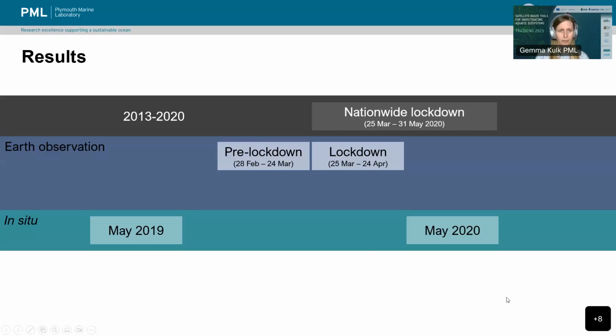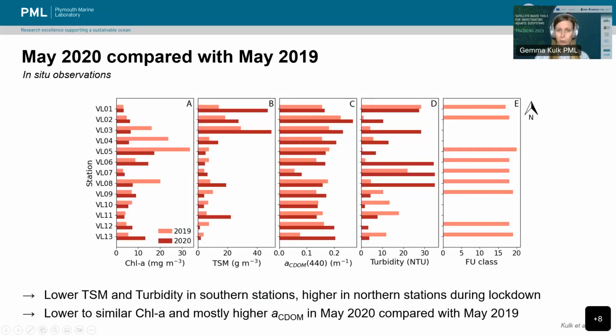May 2019. So we observed lower total suspended matter and turbidity, again in the southern stations in May 2020, but higher values were observed in the northern stations. So chlorophyll A was lower or similar in May 2020 compared to May 2019, while the absorption of colored dissolved organic matter was higher at most stations in 2020. And the FU classification of water color was not measured in May 2020, so we were not able to address any changes in this water quality indicator from the in situ measurements.